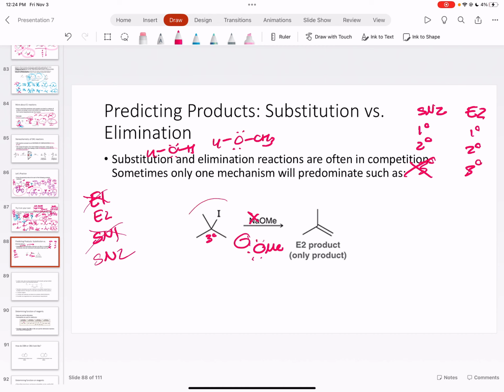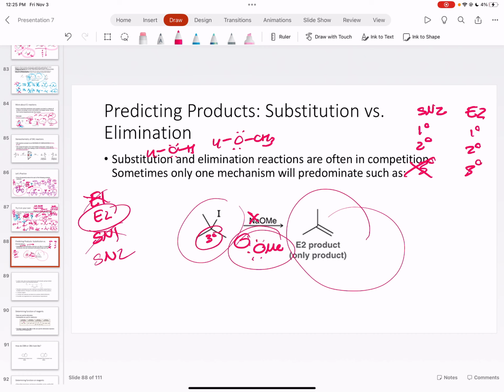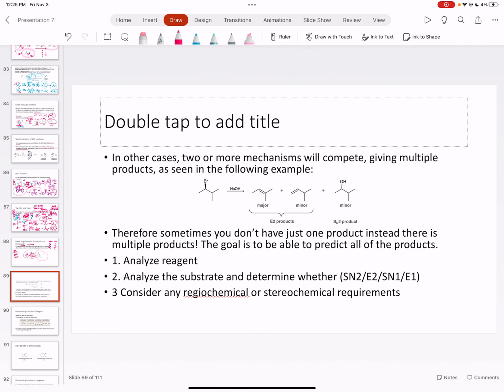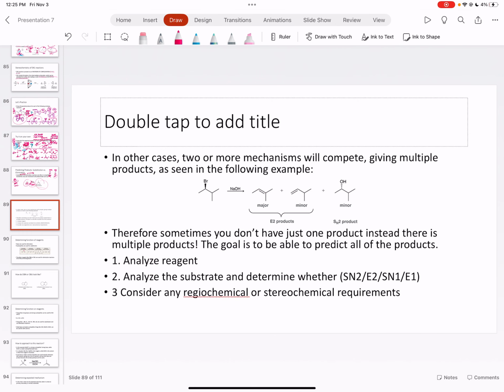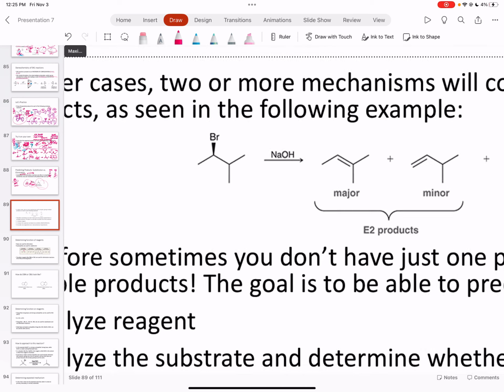Since this one is a tertiary, the only one that we're going to be able to see is E2, because we said that E2 has that negative. But the thing is that this one is a tertiary, and E2 is the only one that is going to work out for this one. That's why it says in here that it's our only product. In other cases, two or more mechanisms will compete, giving multiple products, as seen in the following example.